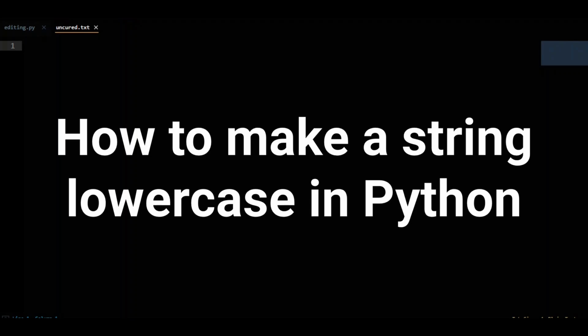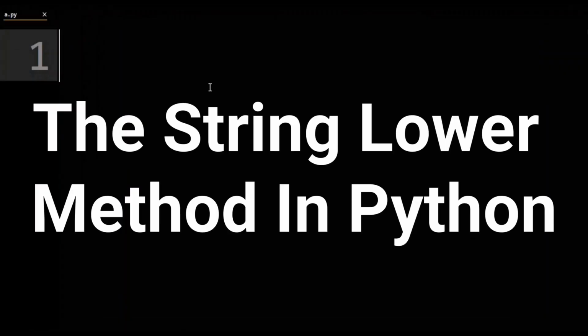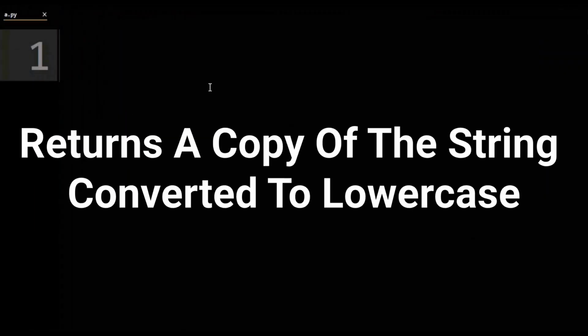How to make a string lowercase in Python. To make a string lowercase in Python, use the string lower method. The string lower method in Python returns a copy of the string converted to lowercase. Let's set up some quick code to see how lower works.